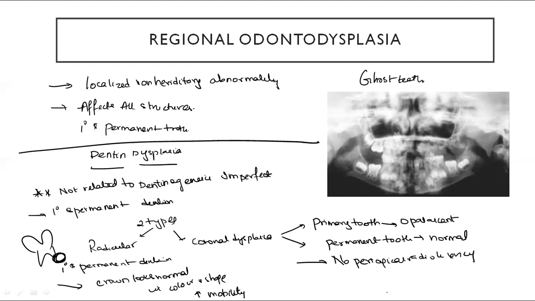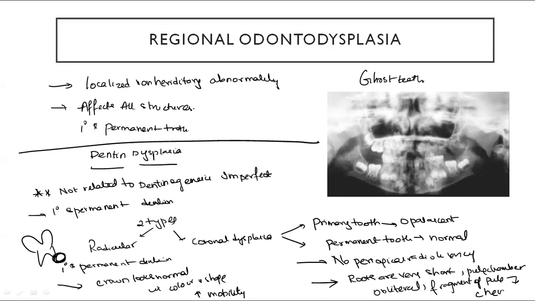Here you can see that roots are very, very short. Okay, and pulp chamber is box shaped. Okay, and there are obliterated pulp chambers, and you can see fragments of pulp, also known as chevrons. That's why it's also called chevron's pulp. So dentin dysplasia is an autosomal dominant disease of the dentin that is not related to dentinogenesis imperfecta. It affects both the primary and permanent dentition, and it is of two types, radicular dysplasia and coronal dysplasia.